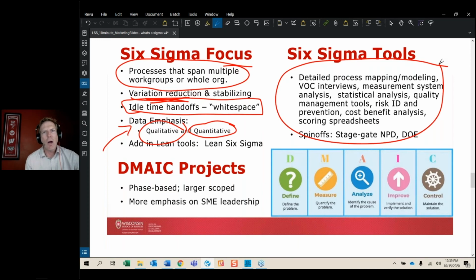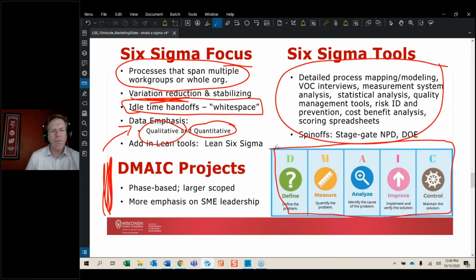I've seen Six Sigma project spinoffs be in new product development, but they're typically more what I would call stage gate new product development, and design of experiments is a direct result of lots of Six Sigma work. The projects themselves typically use a container we call DMAIC, 5 steps that we use in a phase-based project delivery approach, where we do the analysis of current state, determine root cause, and build future state solutions in those 5 steps. They're larger. They use sometimes what I would call more esoteric tools.